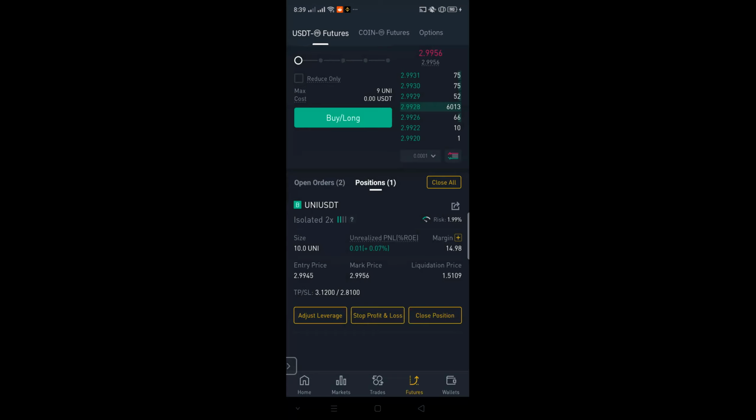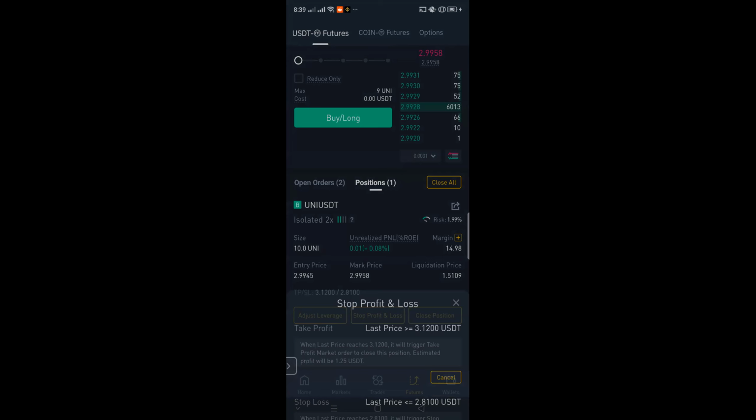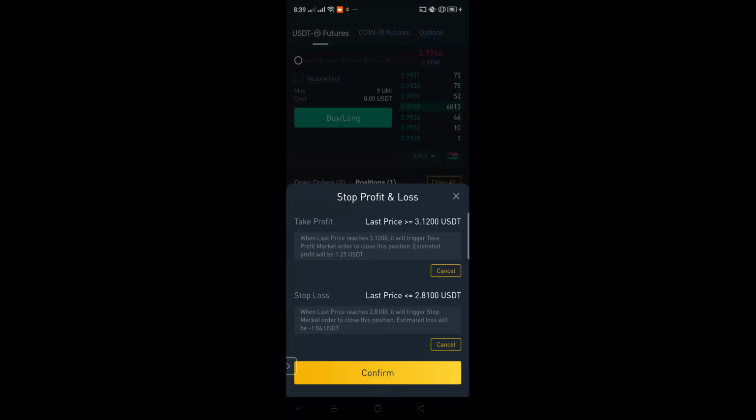Peradventure, you did not set your take profit and stop loss when you are taking the trade. Then you click on the second one, stop profit and loss, to set your take profits and stop loss. Once you click that, you will see a place where you see last price, take profit, last price, stop loss. Then you input those figures and you click on confirm.